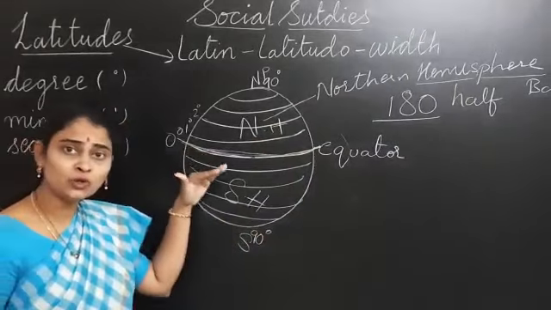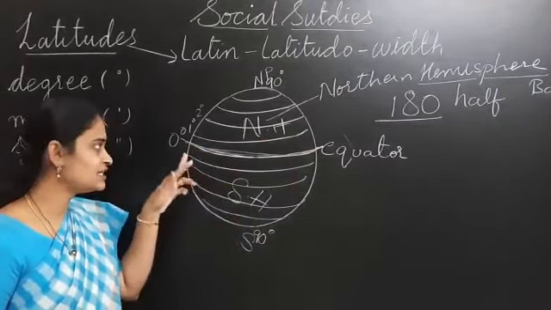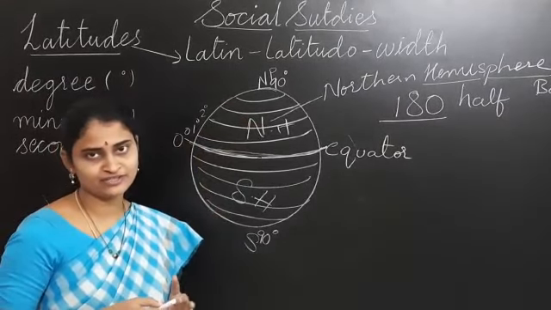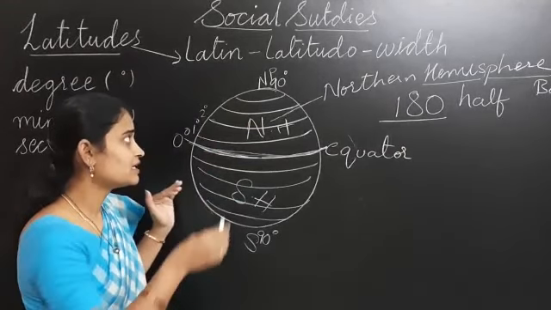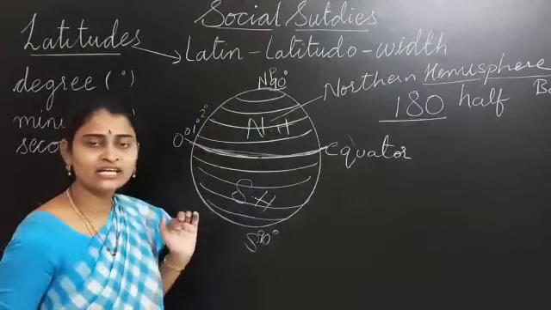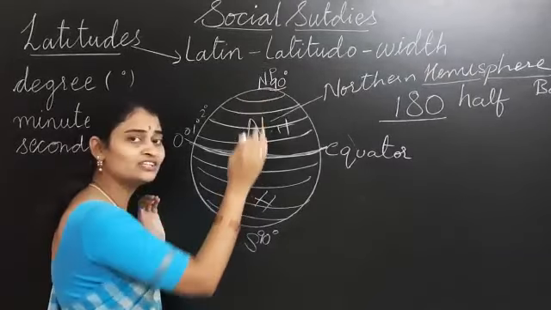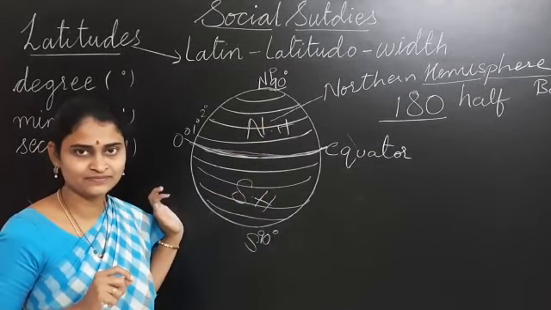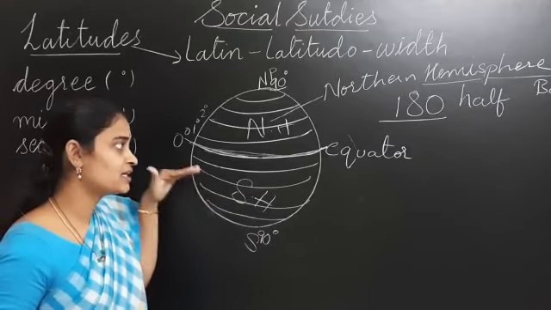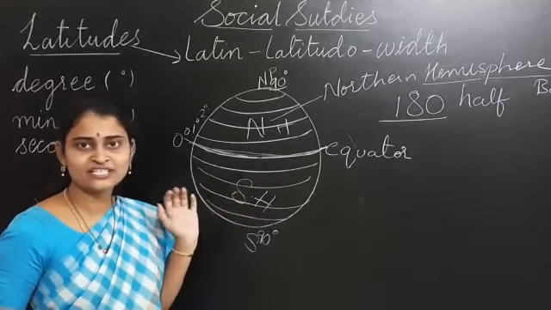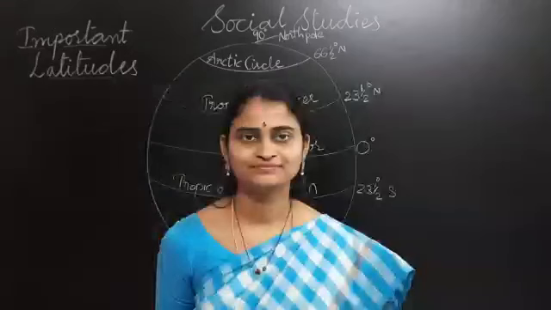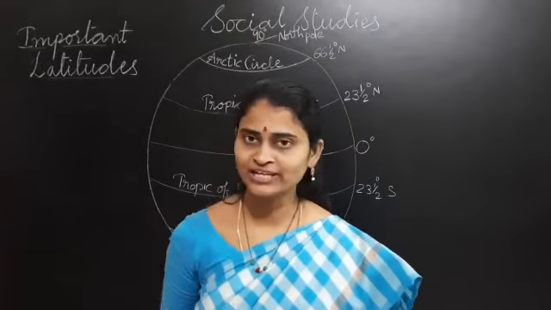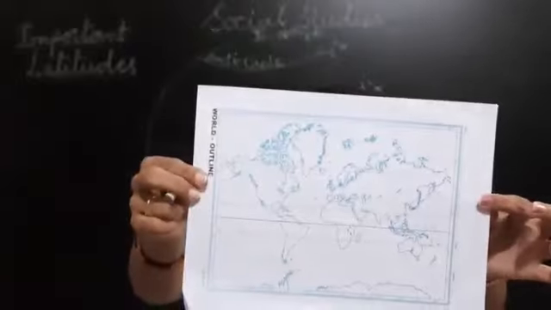There are no latitudes less than 0 degree and none greater than 90 degrees. The 90 degree latitudes of north and south are just points, not circles. Some of these latitudes are given special names. Let us see those. Towards the end of the video, I will teach you how to locate the important latitudes on the world map.